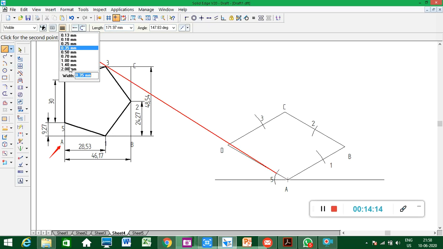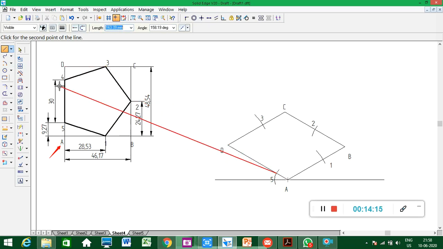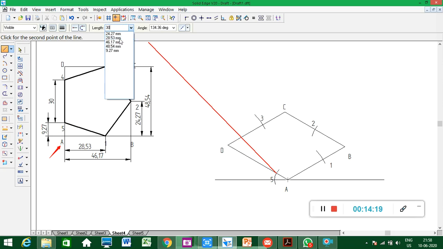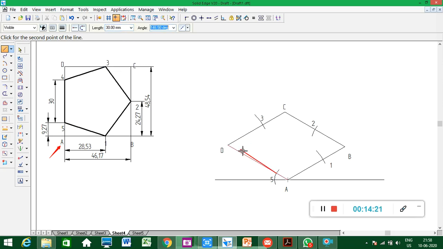It is a view edge. So how much is it? 30 from here, so I'll set 30. So this is my fourth point. So I got all 5 points now. Now I'll join them by thick line.